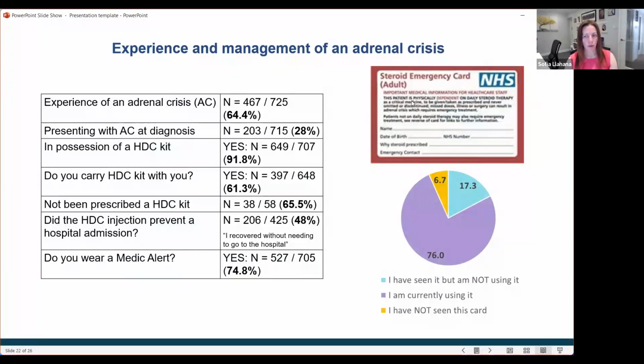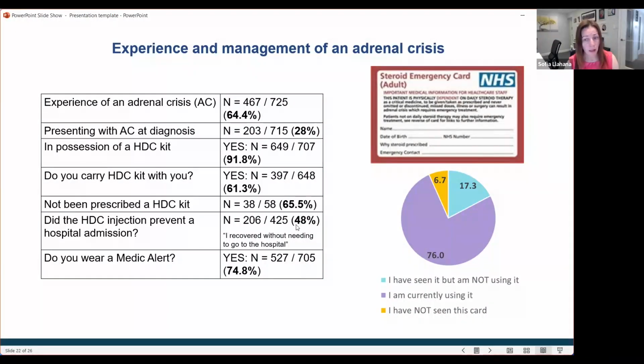So, experience and management of an adrenal crisis. Again, the positive thing we found was that 76% of people are using the steroid emergency card, and also 91% have a hydrocortisone injection kit, and 61% carried it with them. So again, that's really important. You may have a hydrocortisone injection kit, but unless you have it with you, it won't be very helpful during an adrenal crisis.